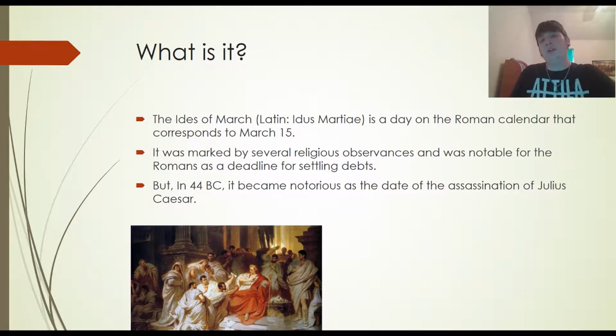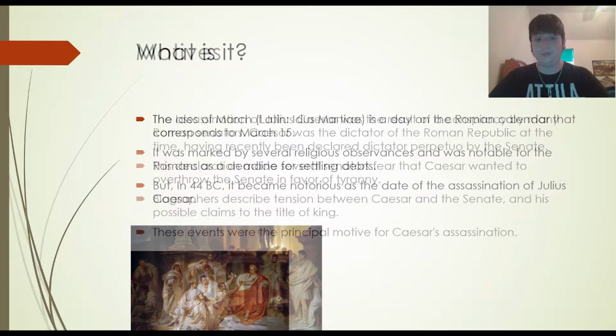So what is it, you may be asking? What is the Ides of March? Well, the Ides of March, or in Latin Idus Martiae, is a day on the Roman calendar which corresponded with March 15th. It was marked by several religious observances historically, and it was also notable to the Romans as a deadline for settling their debts. But in 44 BC, it became notorious as the date of the assassination of Julius Caesar.